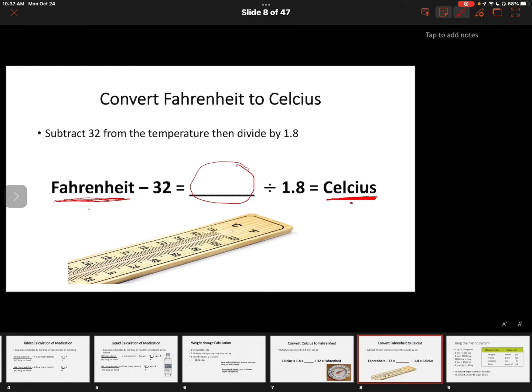So when I think about this, converting Fahrenheit to Celsius, I keep in my mind that Fahrenheit is a large number, and I need to break it down. In order to break it down, I first have to subtract. Then I need to conquer and divide. That represents division of 1.8, and then it gives me my Celsius answer.